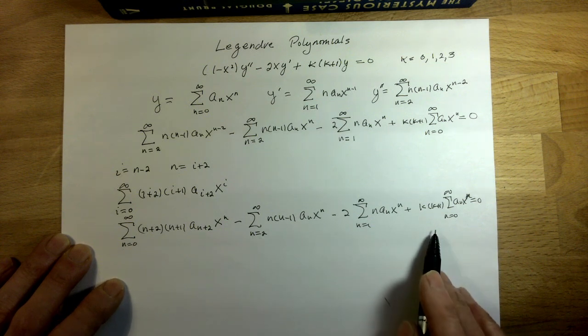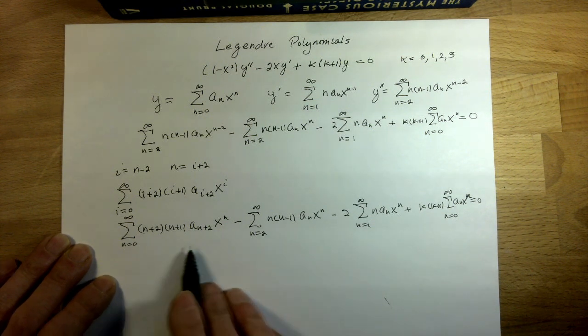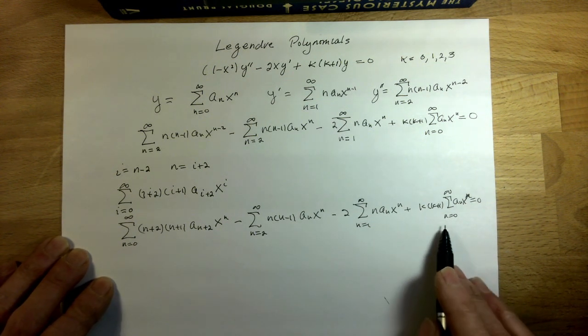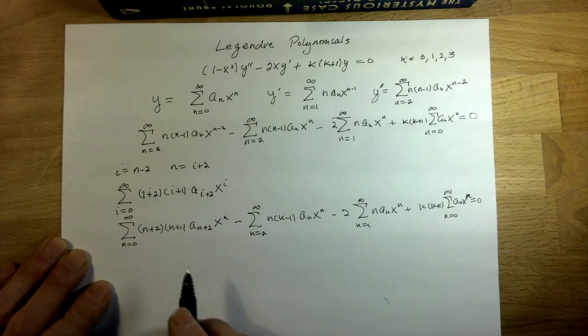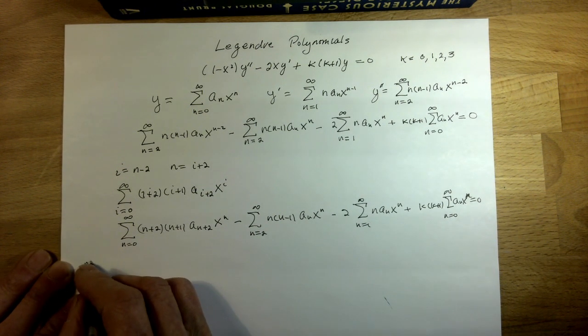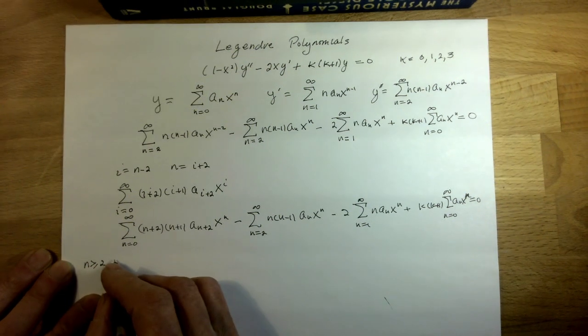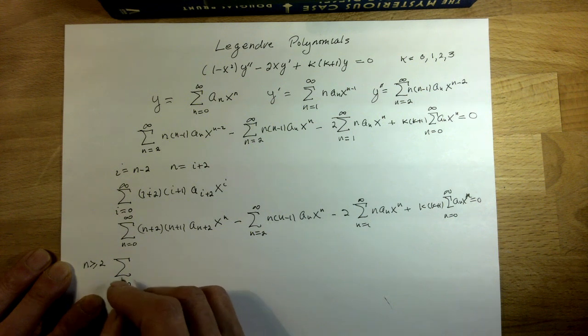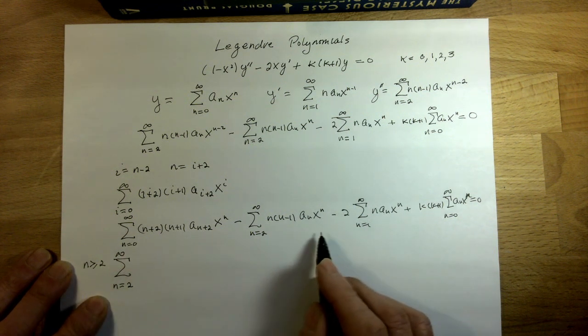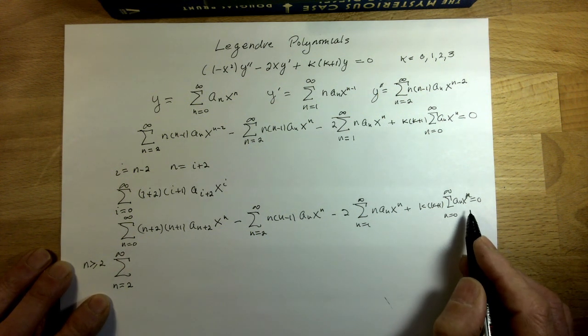Now we can factor out the x to the n. So for n greater than 2, all of these are the same. We'll deal with the n equals 1 and n equals 0 case in a minute. So for n greater than or equal to 2, we're going to have one master sum, n equals 2 to infinity. And each of these has an x to the n, which we're going to factor out.